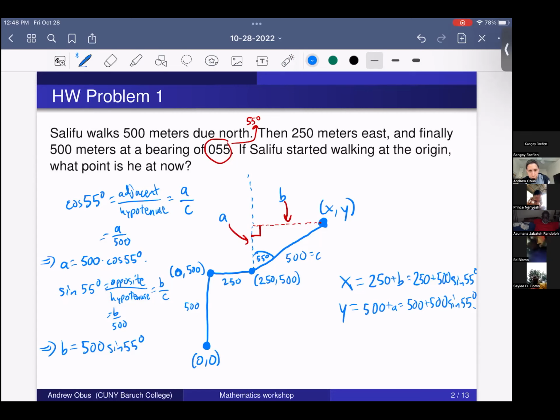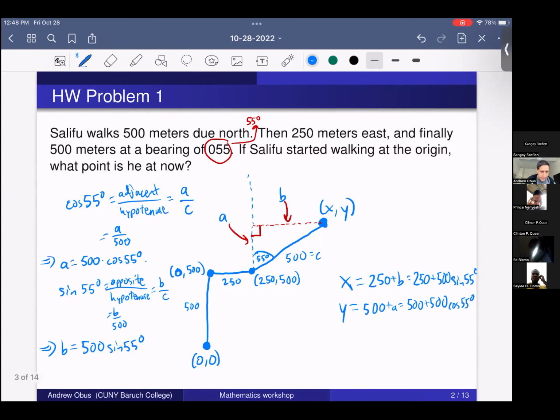Okay, and sine of 55 is not an angle that you generally know, so let me just... Yeah, Andrew, it is cosine. Oh, sorry, cosine, thank you. Thank you, sorry, that's a mistake. 500 cosine of 55 degrees.